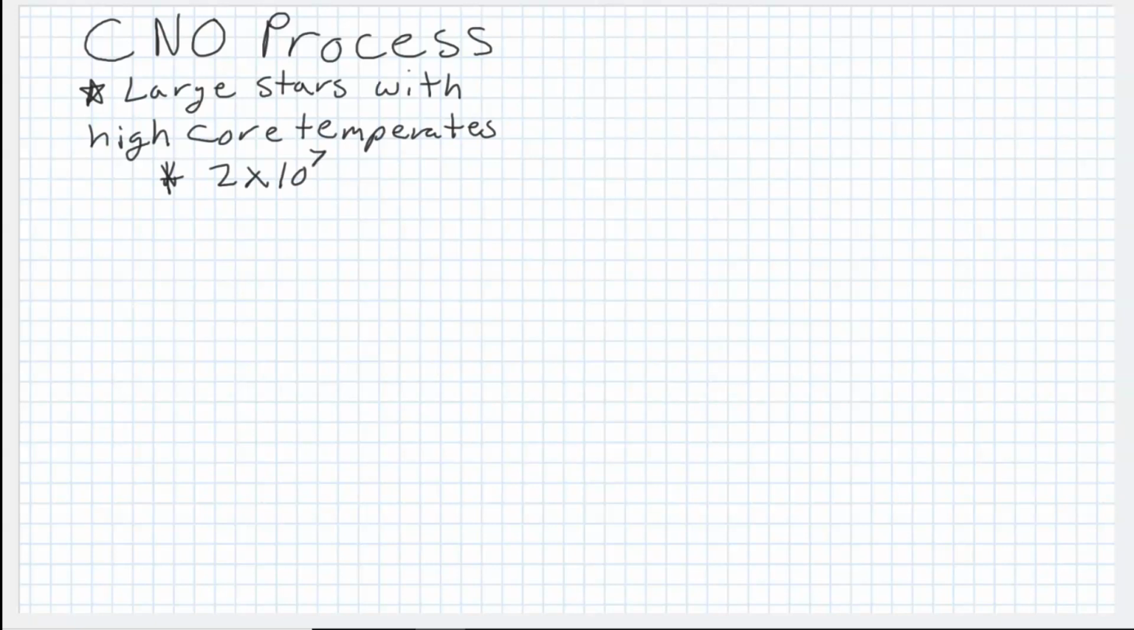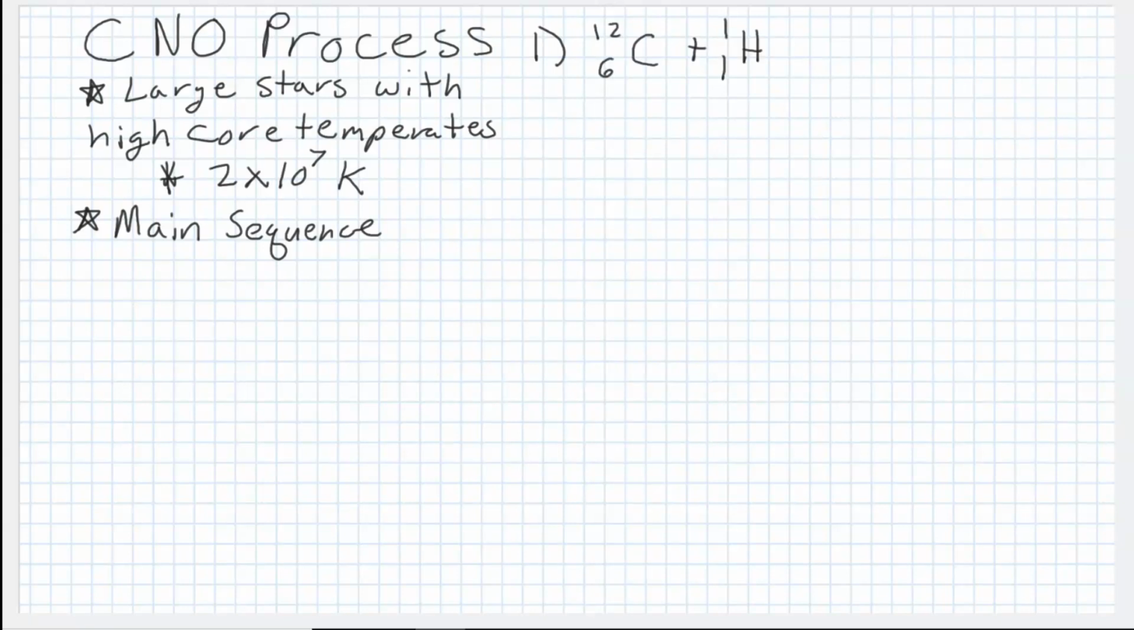The CNO process is used by larger stars with a hotter core temperature. Stars need a core temperature of 2 × 10⁷ Kelvin in order to fuse hydrogen to make helium through the CNO process. This is also done by main sequence stars. The first step of the CNO process takes a carbon nucleus and combines it with a proton. This creates the element nitrogen-13 and a gamma particle.